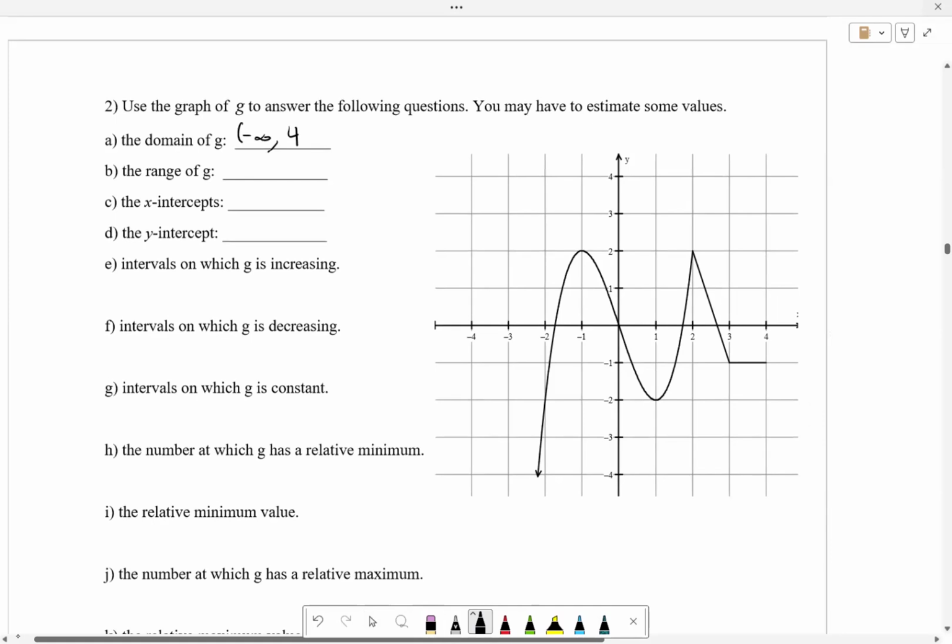Those are x values from left wall to right wall. It's a little bit ambiguous what's happening on the right, so I'm going to put this with a closed dot just to make sure we know that it includes that 4 value. So I put brackets on there.